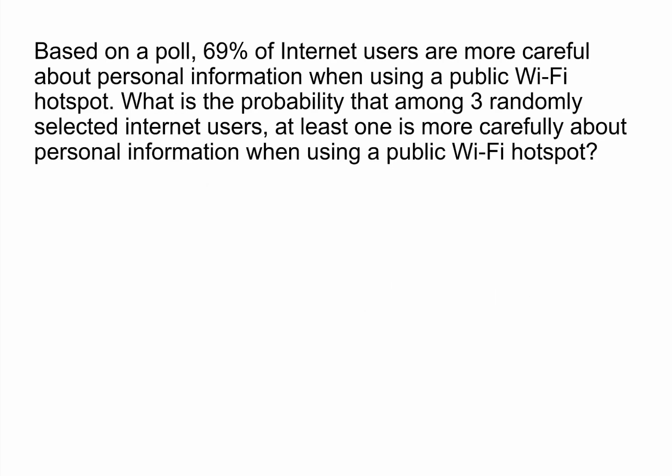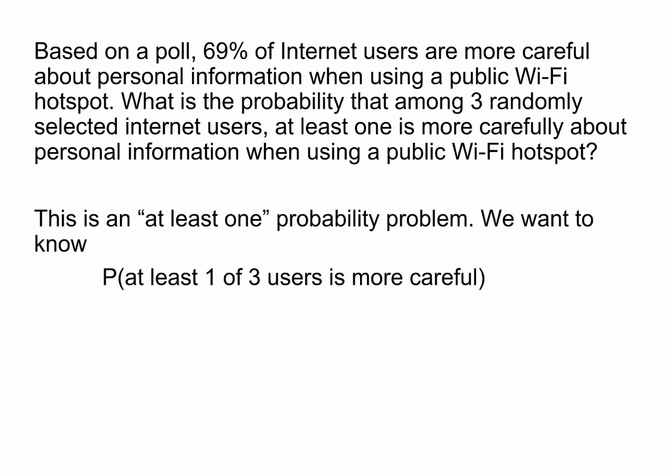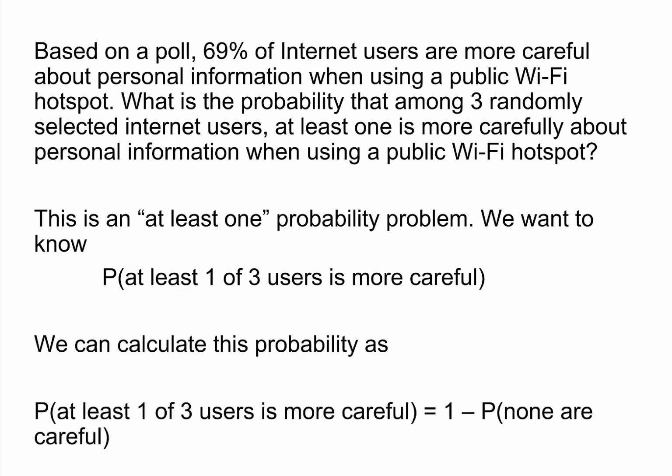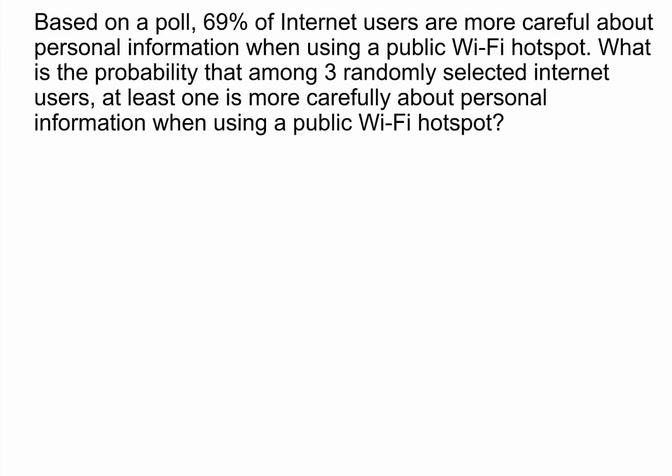Based on a poll, 69% of internet users are more careful about personal information when using public Wi-Fi. What is the probability that among 3 randomly selected users, at least one is more careful about personal information when using a public Wi-Fi? So this is another one of those at least one problems. We want to know what's the probability at least one of those 3 users is more careful. But we'll calculate it using the complement of that event. So the probability of at least one of the 3 users is going to be 1 minus the probability that none of them are careful.